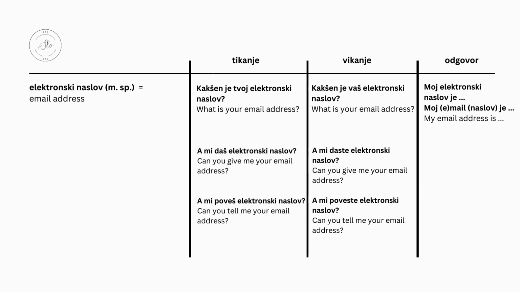And then you can reply, moj elektronski naslov je. Or, moj email je. Or, moj email naslov je. Or, moj mail naslov je. Or you can skip the word naslov and simply say moj email je or moj mail je.